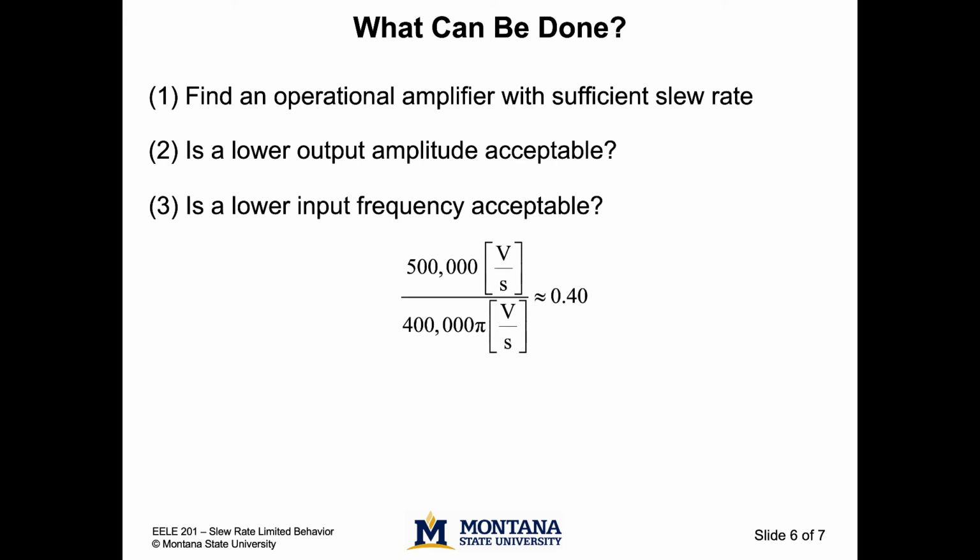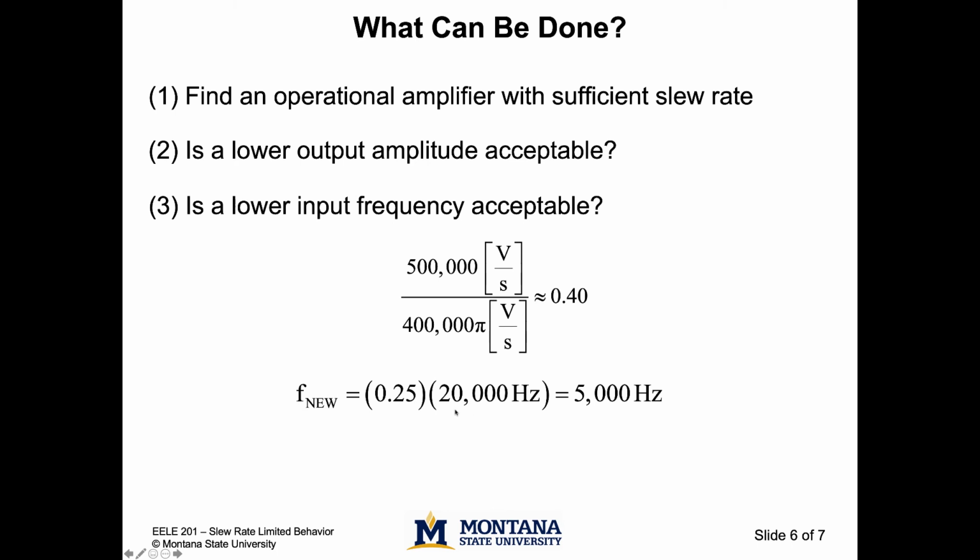So how much lower do we need that input frequency? Let's compare what the nominal slew rate is to what we were asking the output voltage to change with respect to time. So that's 500,000 compared to 400,000 pi. That's roughly 0.4. So if we drop the frequency to about 0.4 of the 20 kilohertz, we would be fine. Let's move even more safely. So instead of 0.4, what I'll do is just take 0.25 instead. So this certainly should work for us.